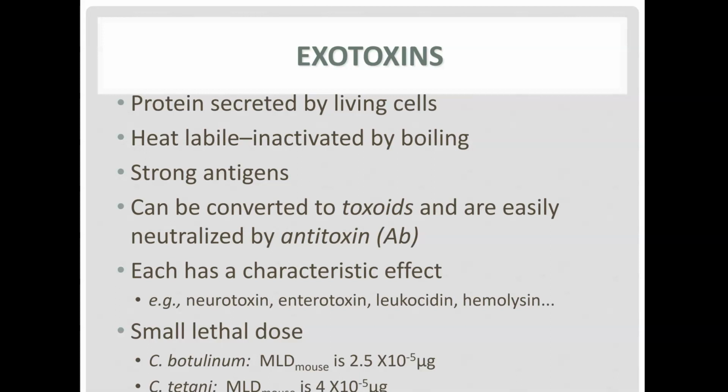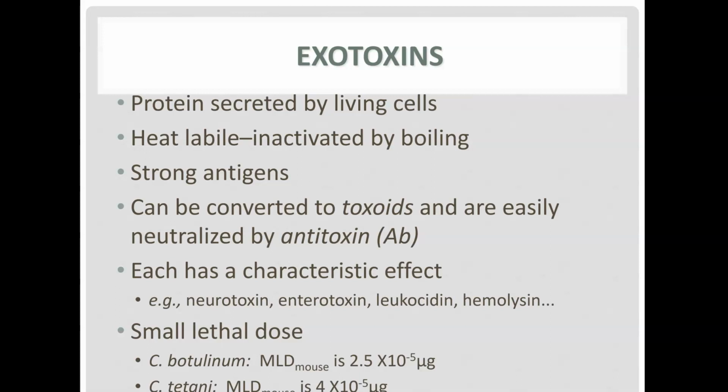So again, we're not talking about viruses at this point. They don't make any toxins. It's just bacteria. I can't think of an example where it's not a protein. They're almost always proteins. But because they're proteins, they're very strong antigens, so our immune system can recognize them quite easily.